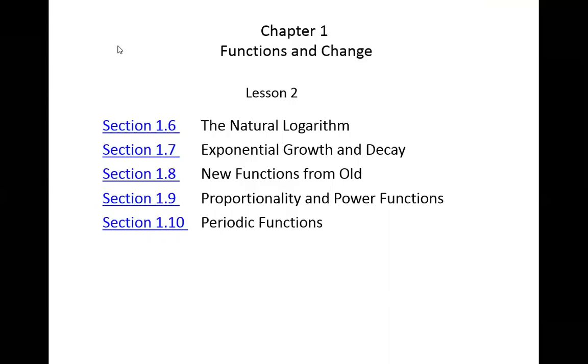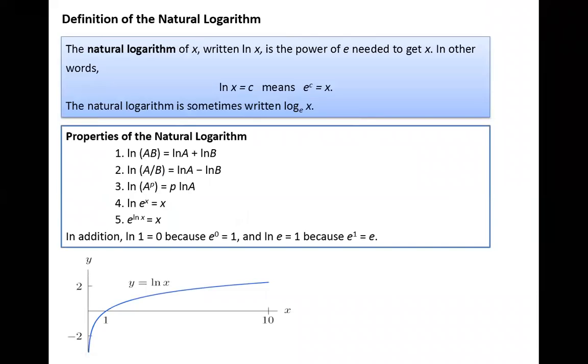First of all, the logarithmic function. We remember from pre-calculus how logarithmic functions are defined, and especially the natural logarithmic function.